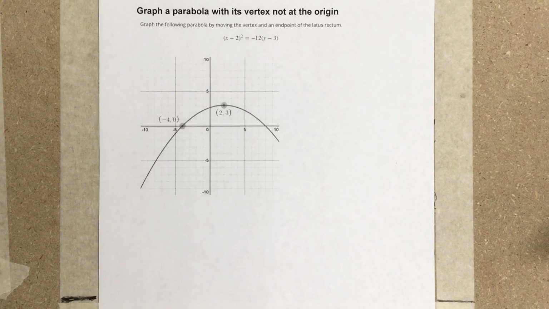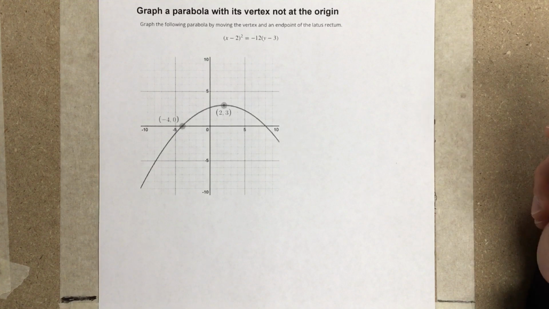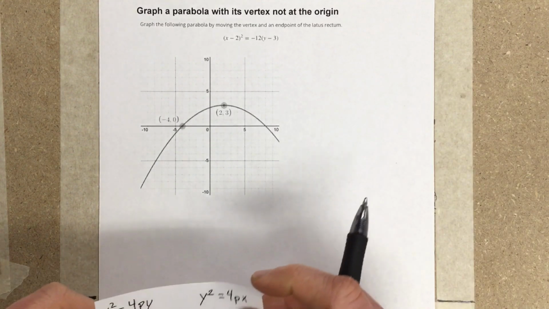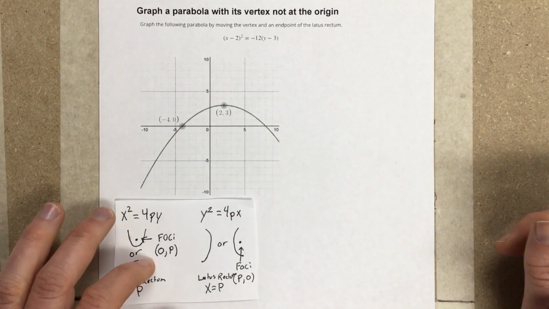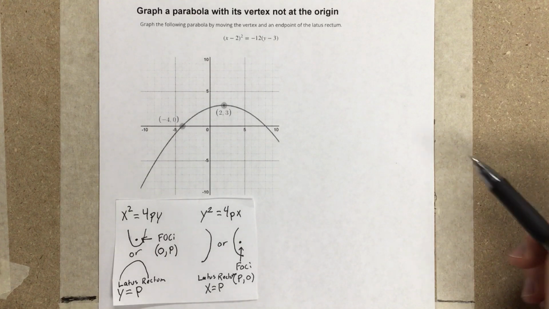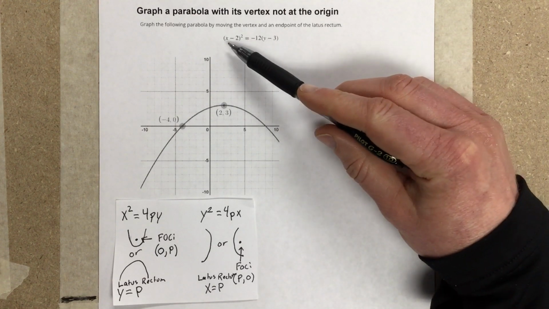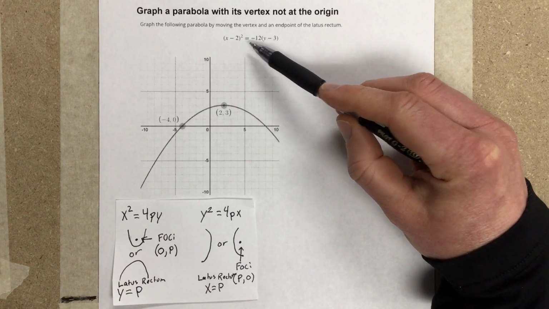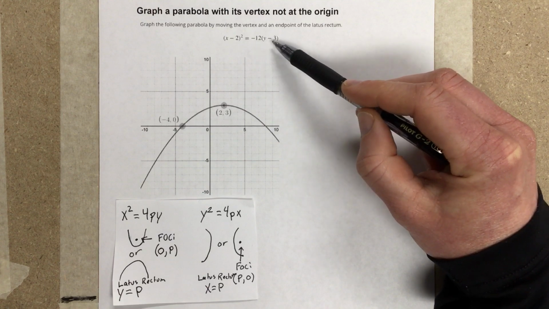In this video, we're going to graph a parabola with its vertex not at the origin. It says, graph the following parabola by finding the vertex and an endpoint of the latus rectum. And it says (x - 2)^2 = -12(y - 3). So we want to notice that this is basically x^2 = 4py.